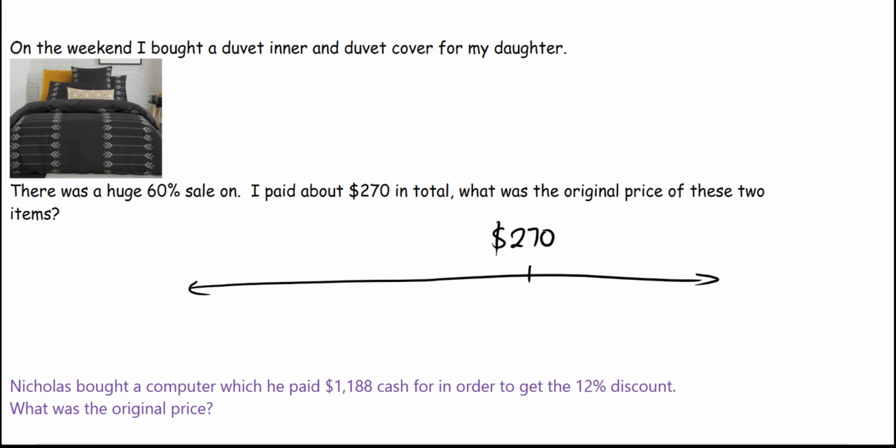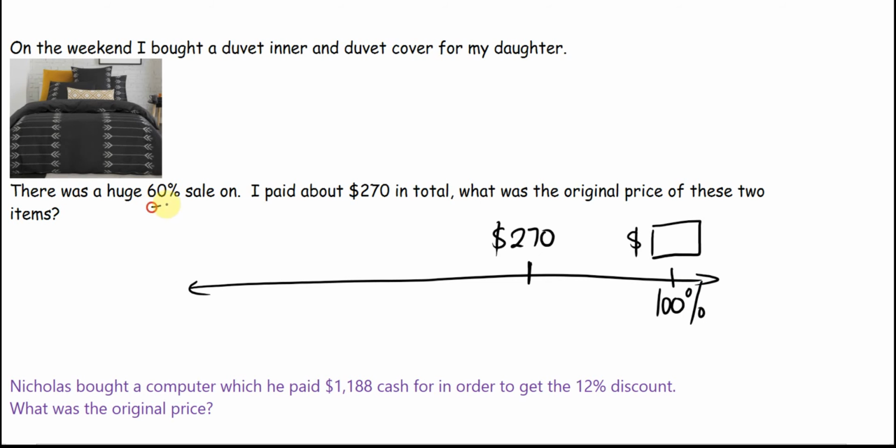There was a huge 60% sale on. So what I paid for the duvet inner and cover is way less than what it actually was. So the actual amount would be way up here. Okay, so a whole lot more. 60% sale is quite a big percentage that is taken off the original prices, which is what we're trying to find. So remember that the original price is always the 100% amount. So 100% will give us the original value, which is what we're trying to find.